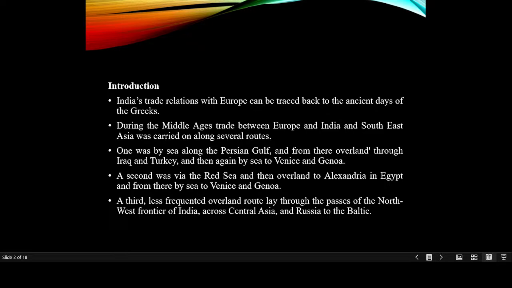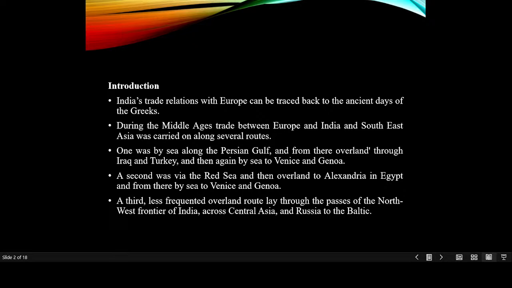But when it comes to the medieval ages, that is the Middle Ages, in India it's known as the medieval period, but in the West it's known as the Middle Ages. Trade between Europe, India and Southeast Asia was carried on along several routes. So there were multiple routes.